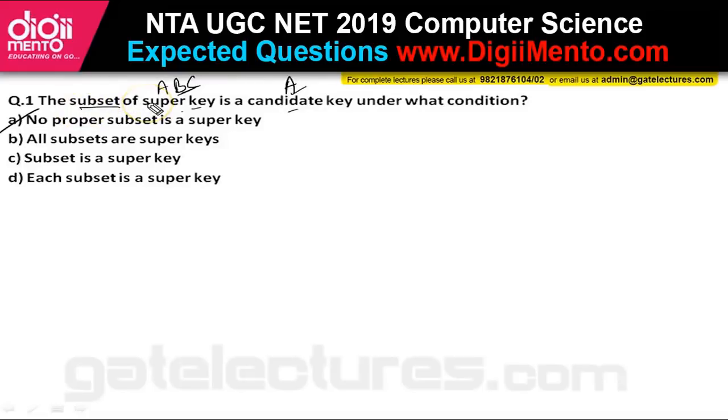The subset of a set cannot be the same set. Also, a candidate key is a set from the super key, which cannot be the whole of the superset. That's why it should be a proper subset of our super key. So only option A matches. All these other three options are saying the same thing, which is wrong. So be careful, and the answer is A here.